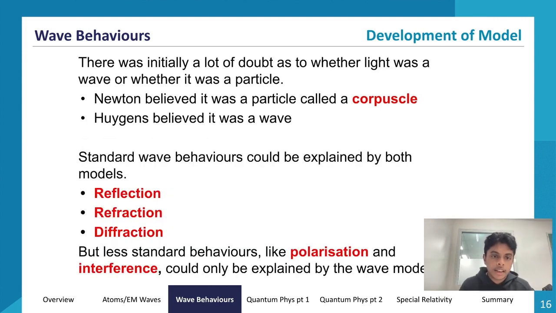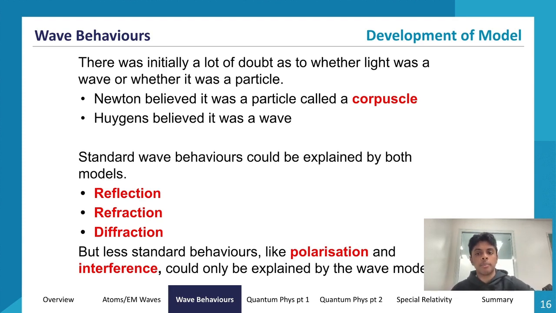Basically, both models were pretty effective because both were able to explain basic properties of light. Light could reflect, refract, and diffract. Both models were able to explain these standard properties. But what they couldn't explain was the polarization of light and the interference of light. Those could only be explained by the wave model of light. Because of this, the wave model took precedence and became more accepted.